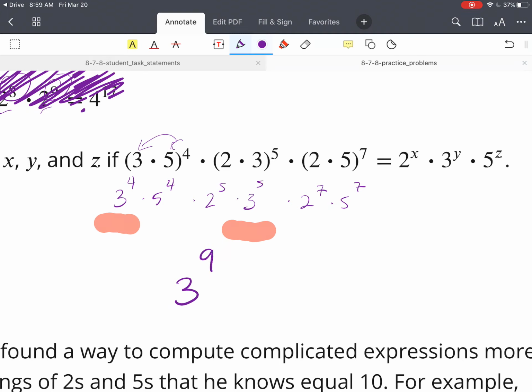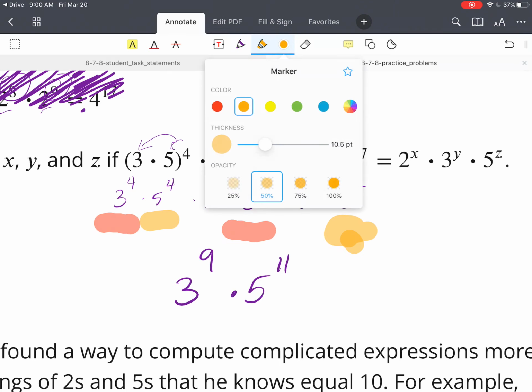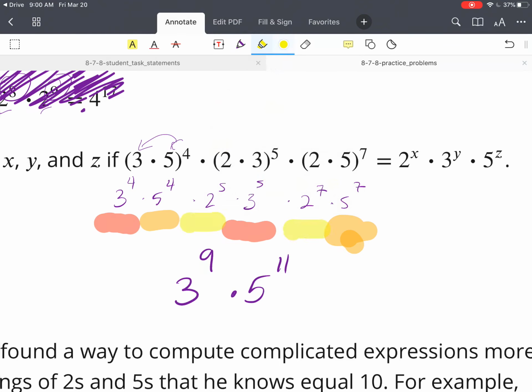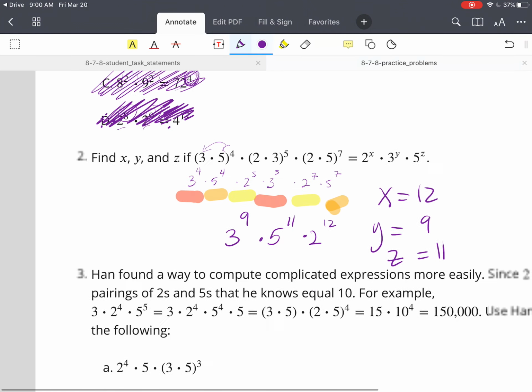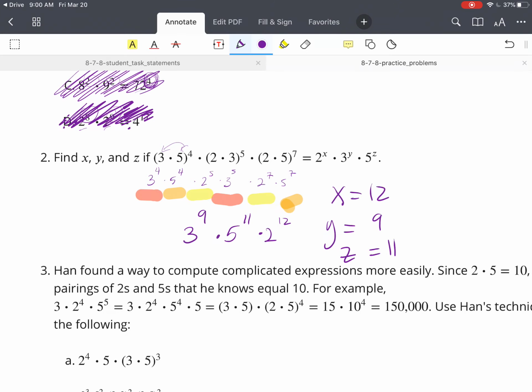Do the twist. Okay, so how many 3s do we have? 4 plus 5 is 9. And you're looking like this. How many 5s do we have? 11. 2 to the 5th, 2 to the 7th. So how many 2s do we have? 12. So x equals 12, y equals 9, and then z equals 11.